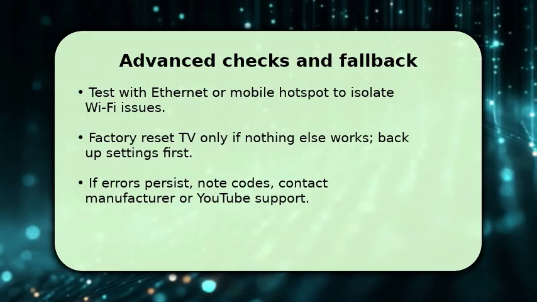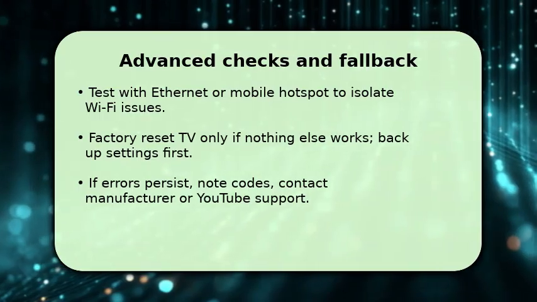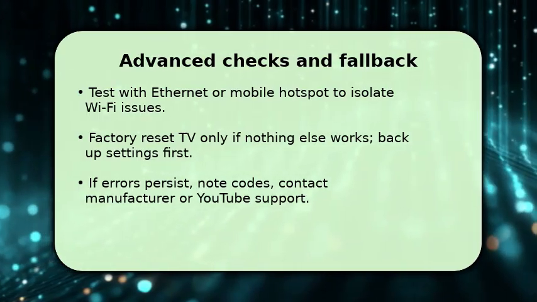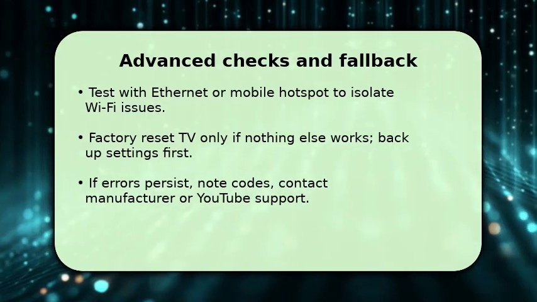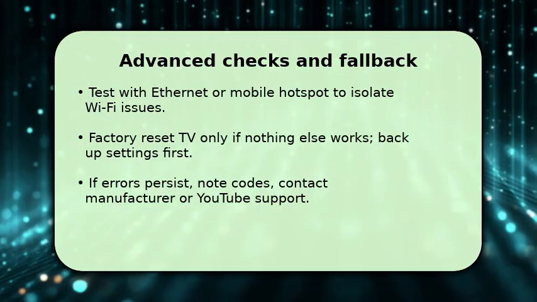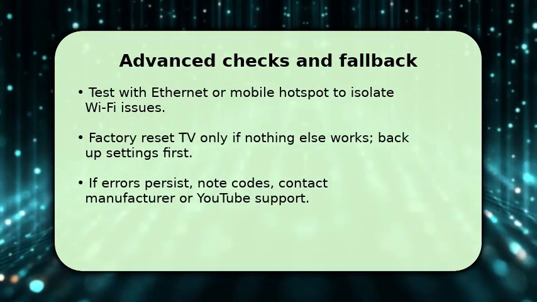If nothing else fixes it and you've tried updates, cache clears, and relinking, consider a factory reset, but backup settings because you'll lose customizations. If errors persist, write down the exact error codes and contact the TV maker or YouTube support for targeted assistance.